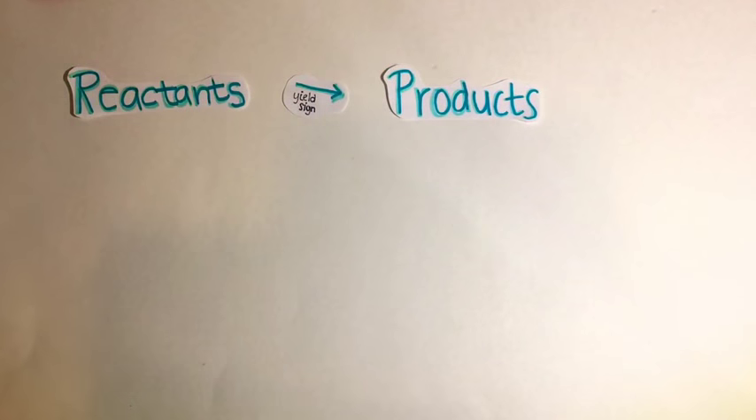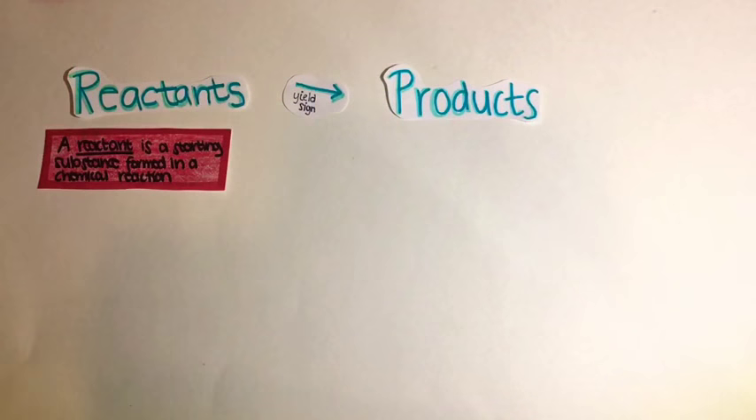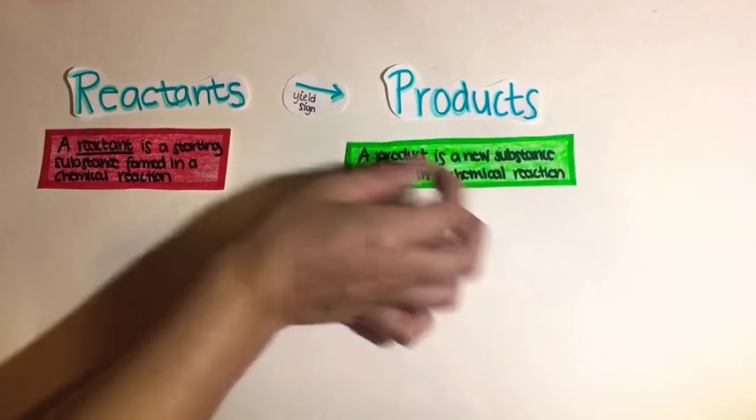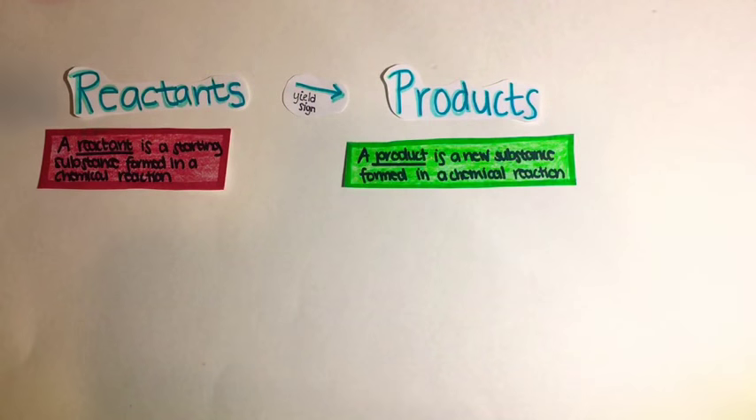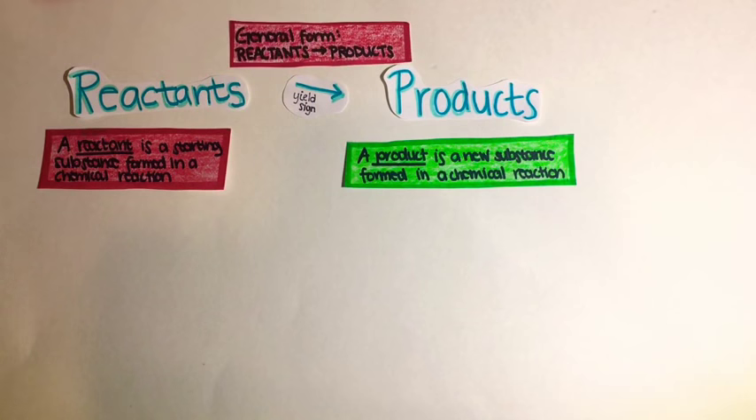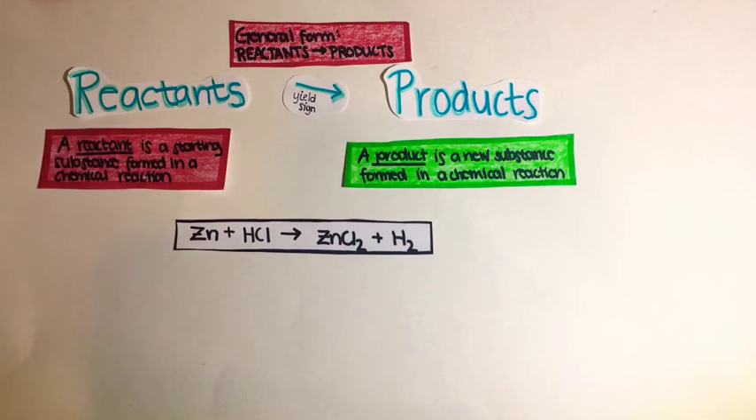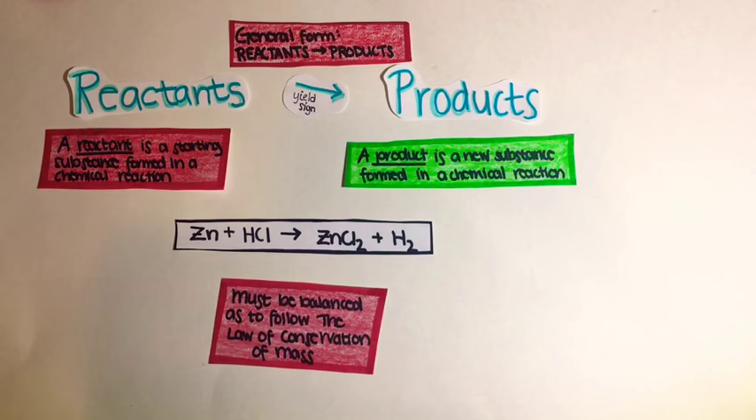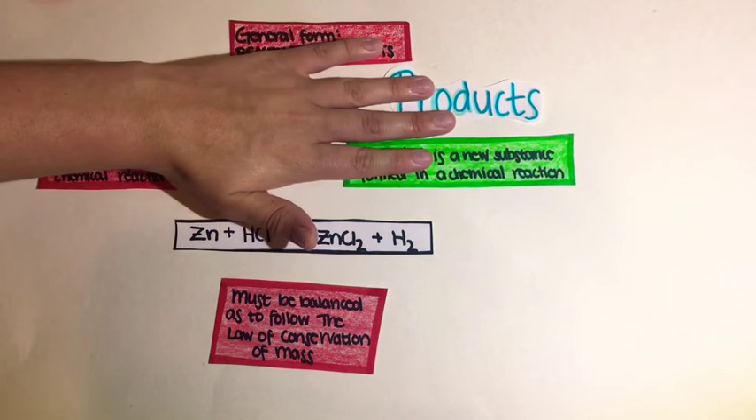A reactant is a starting substance in a chemical reaction, while a product is a new substance formed in a chemical reaction. The general form is reactants yield products. When given the equation Zn plus HCl yields ZnCl2 plus H2, we will have to balance this equation due to the law of conservation of mass, which states that atoms are neither created nor destroyed. So we must balance this equation to follow the law of conservation of mass.